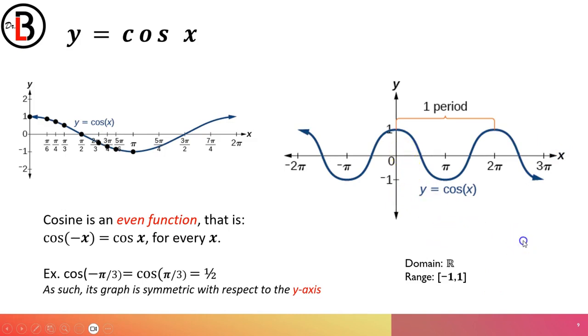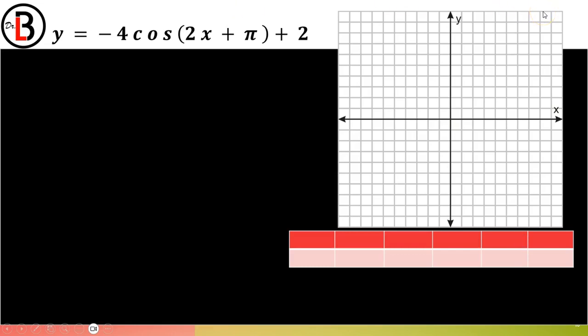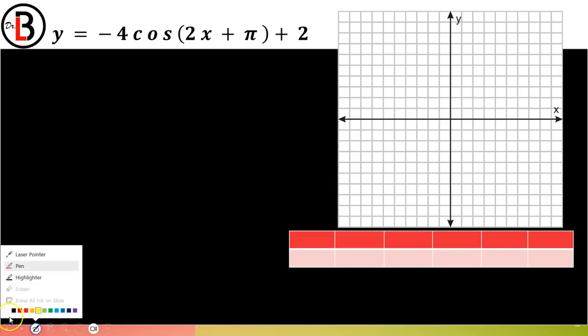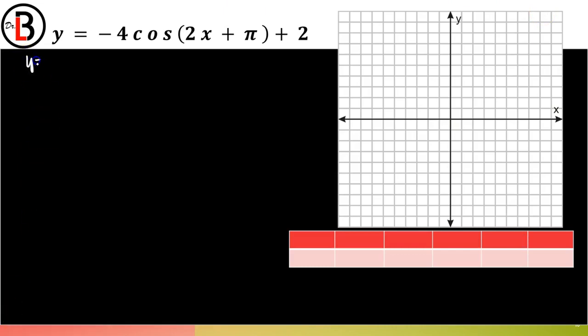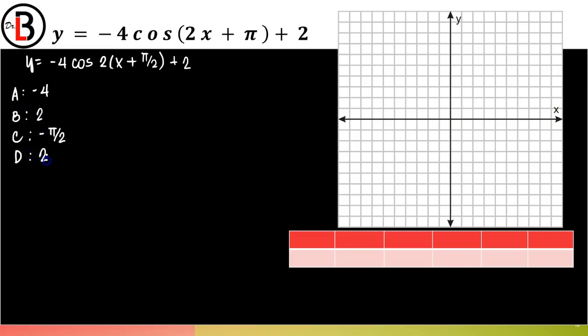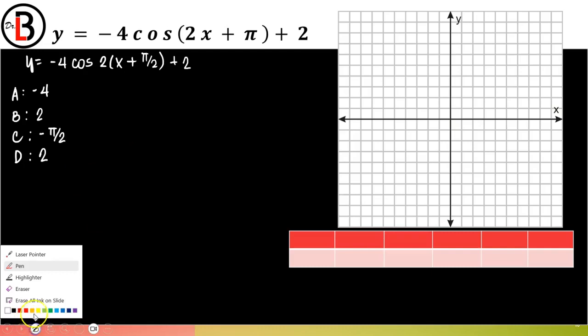So let's try some examples in here. Let's try separating them into A, B, C, D. y is negative 4 cosine of, let's factor out the 2, x plus pi over 2, plus 2. So A is negative 4, B is 2, C is negative pi over 2 because that's the opposite of this sign, and D is 2.